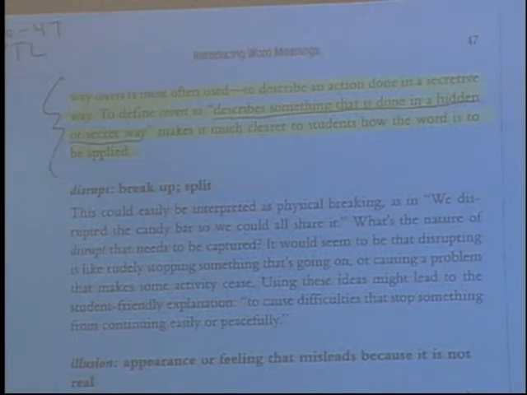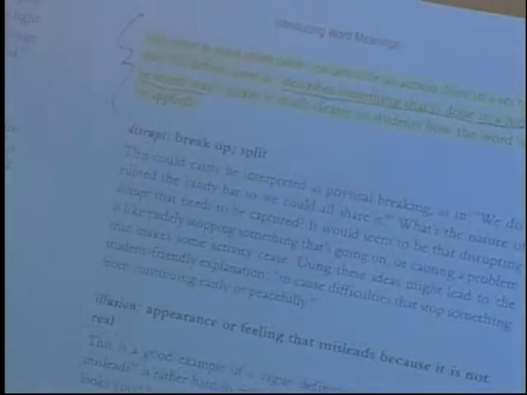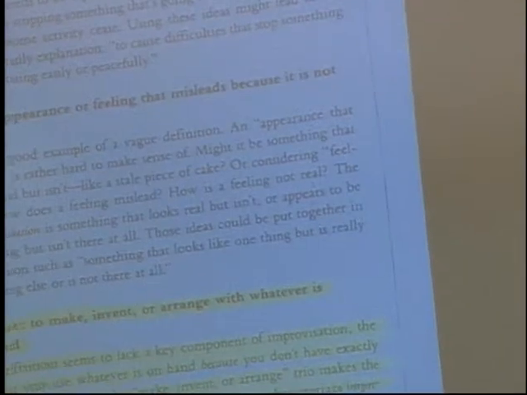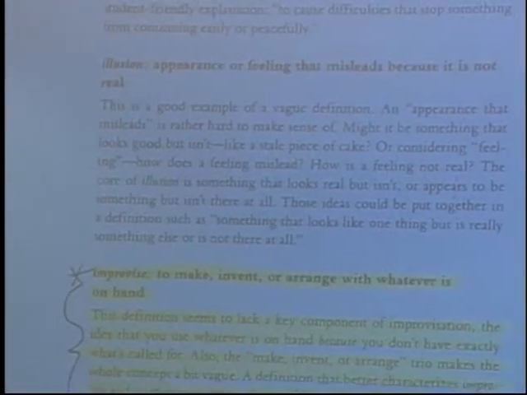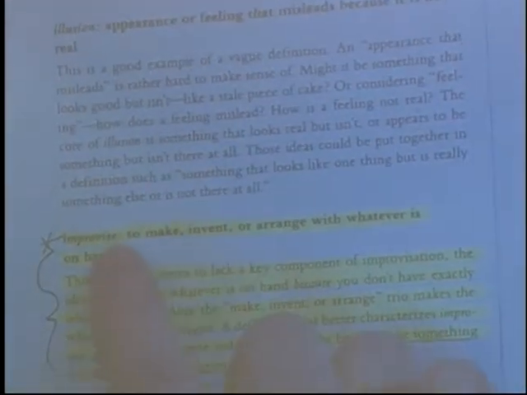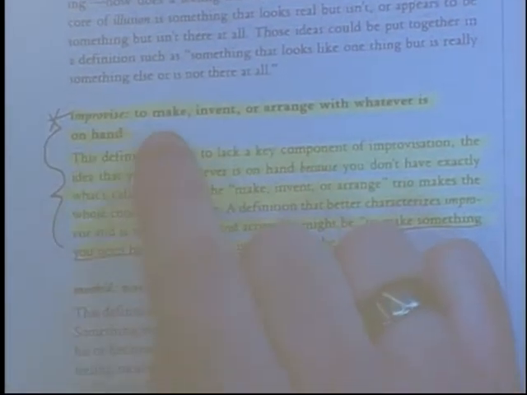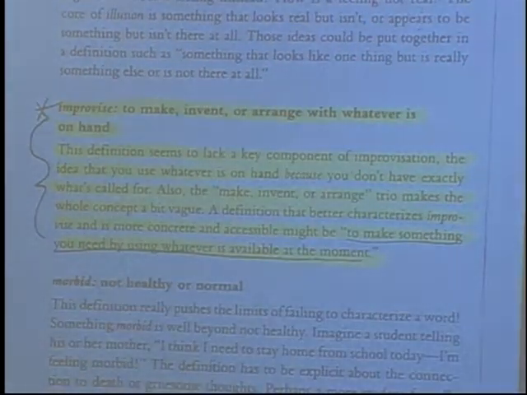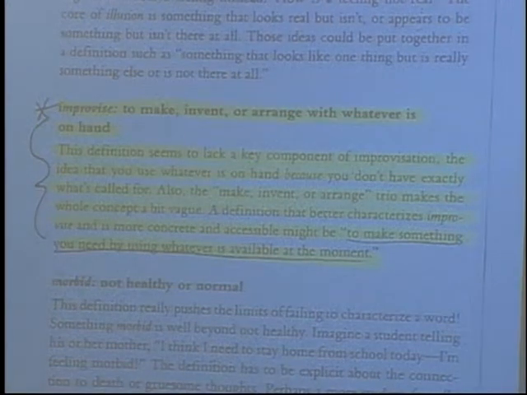So let's look at another page here. Let's look at improvise. It's on the same page. So let's look at improvise and do the same thing. The definition for improvise: to make, invent, or arrange with whatever is on hand.